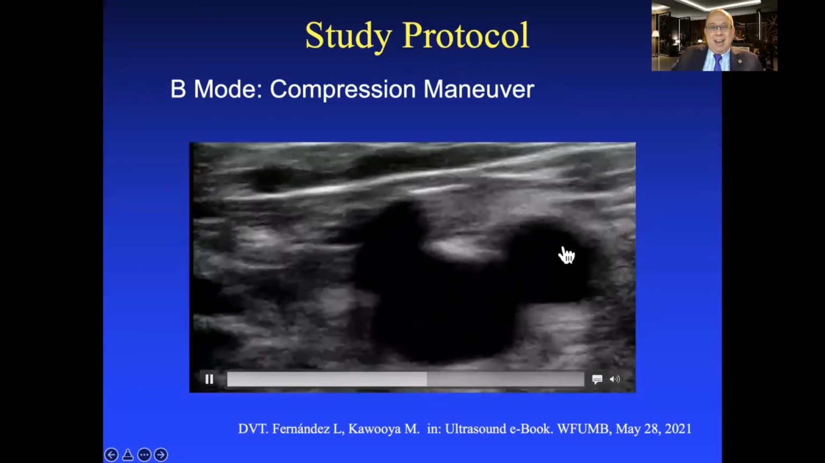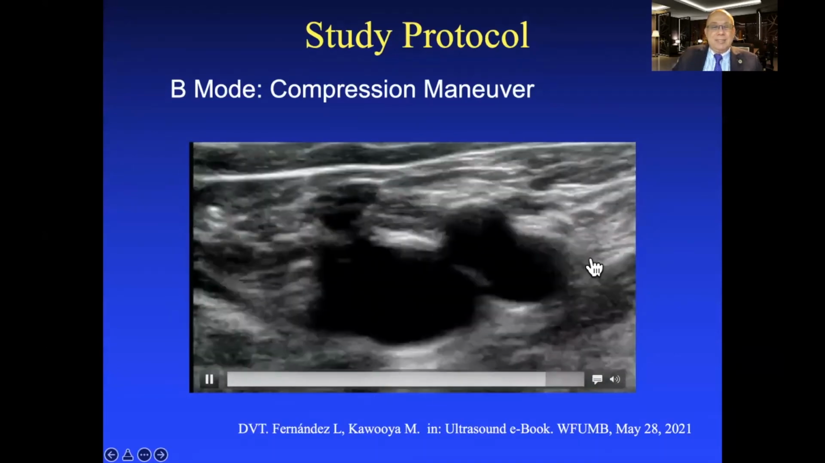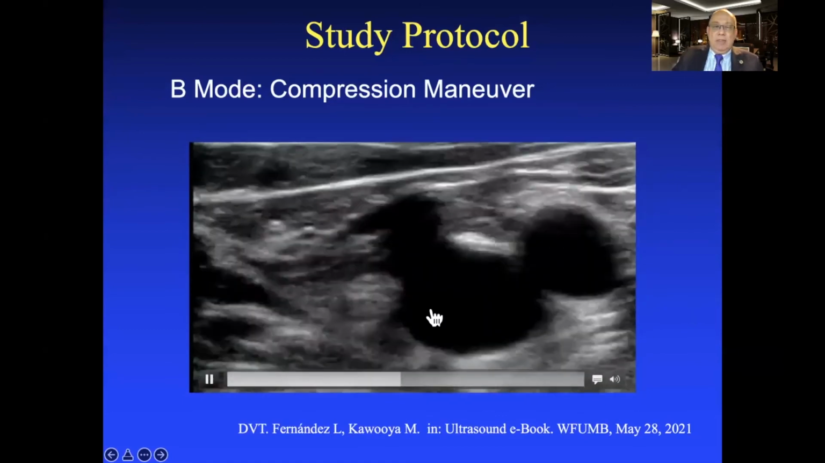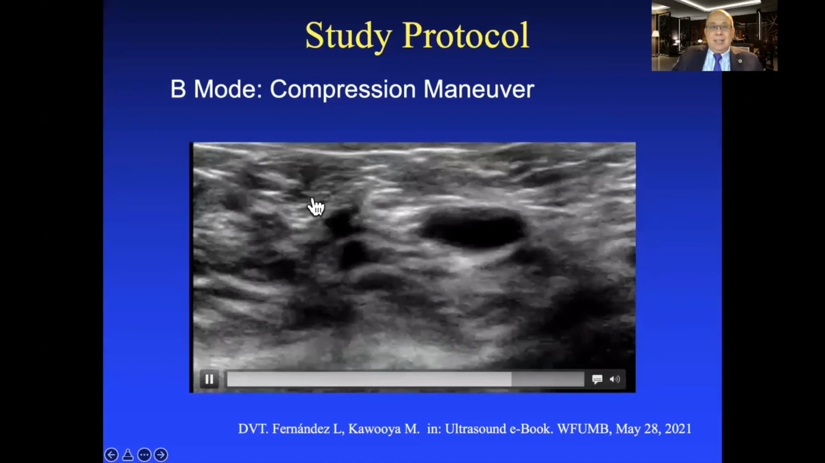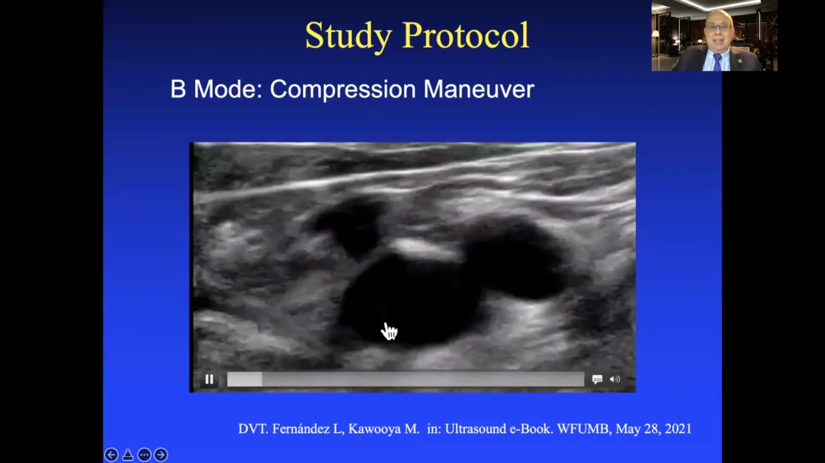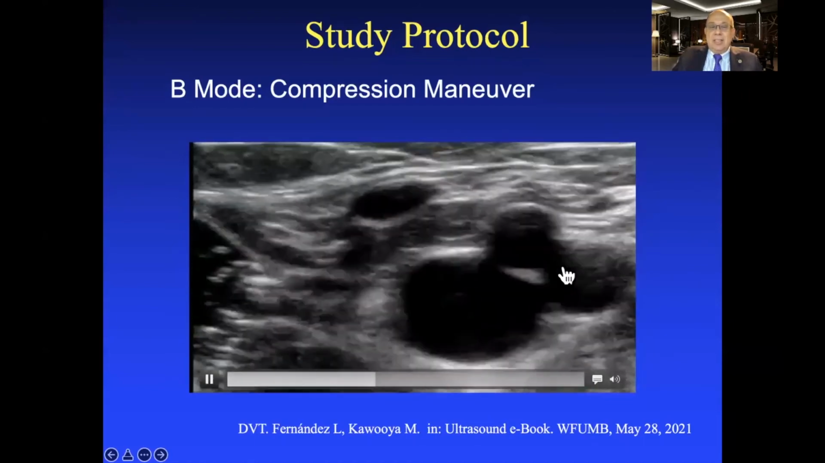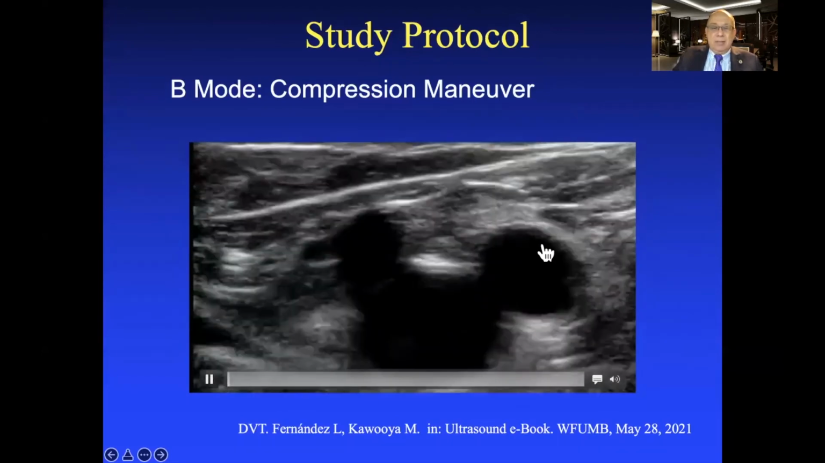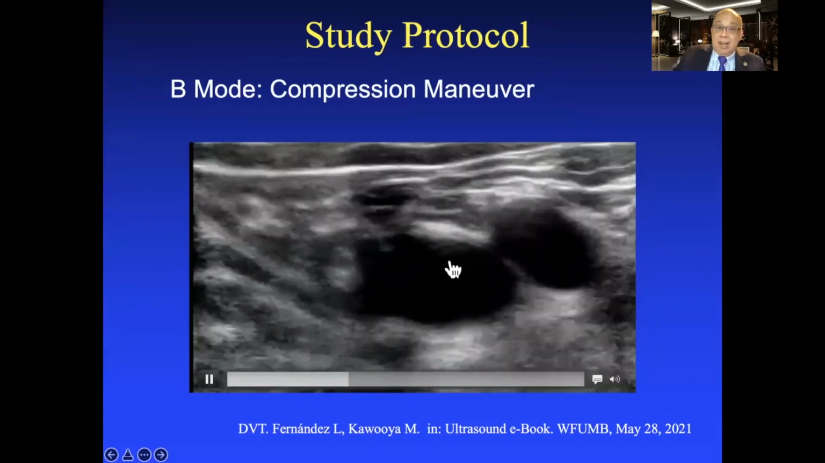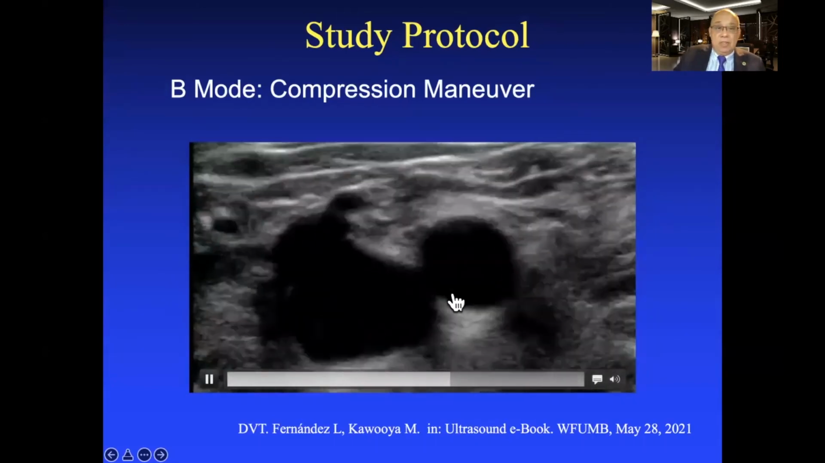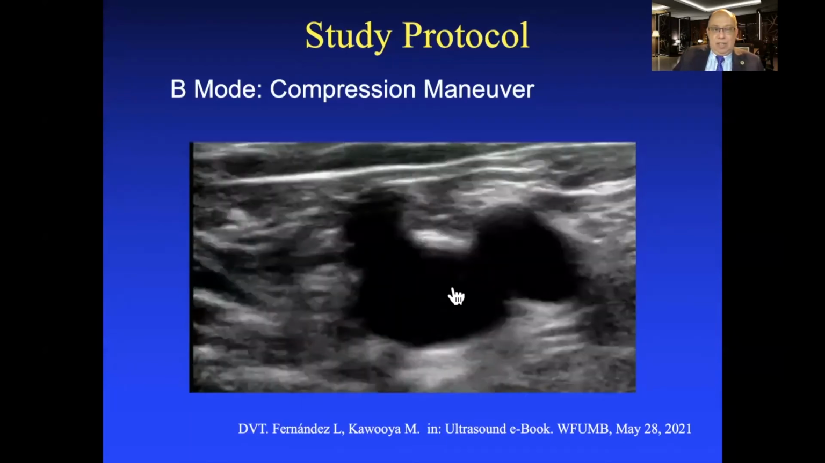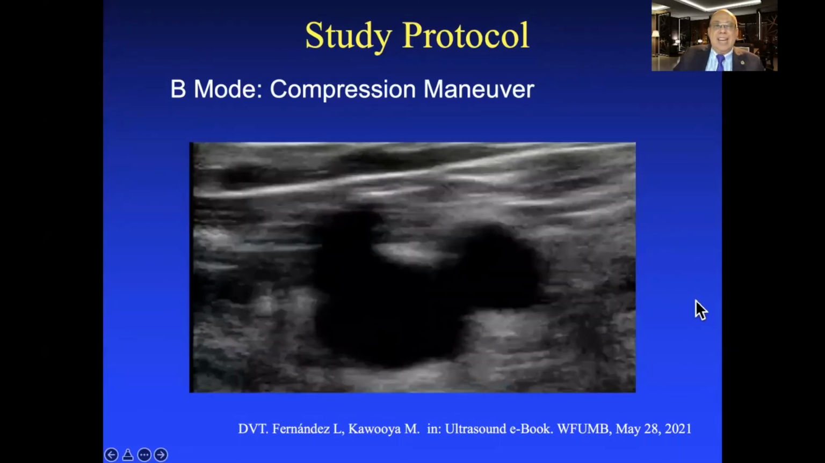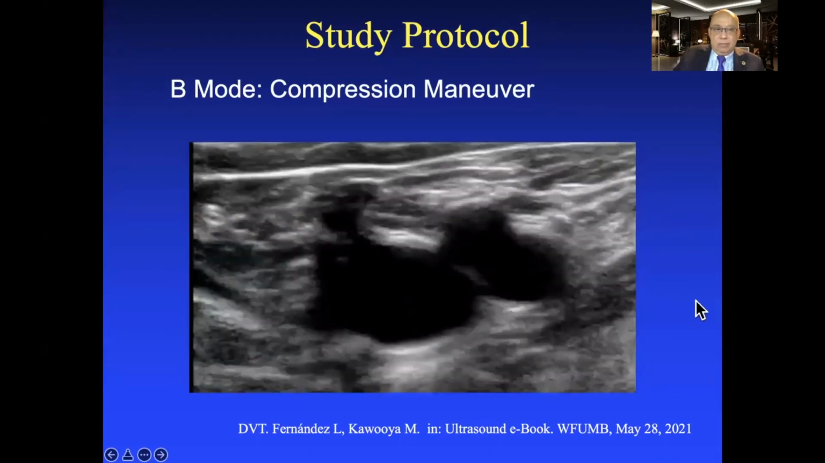I collapsed the artery, but in the second maneuver, the second chance was more gentle, and we collapsed only the veins, the confluence and the common femoral vein, and this is the artery, common femoral artery. So we have no echogenic images inside, and we can collapse the walls. So this is a negative compression maneuver.